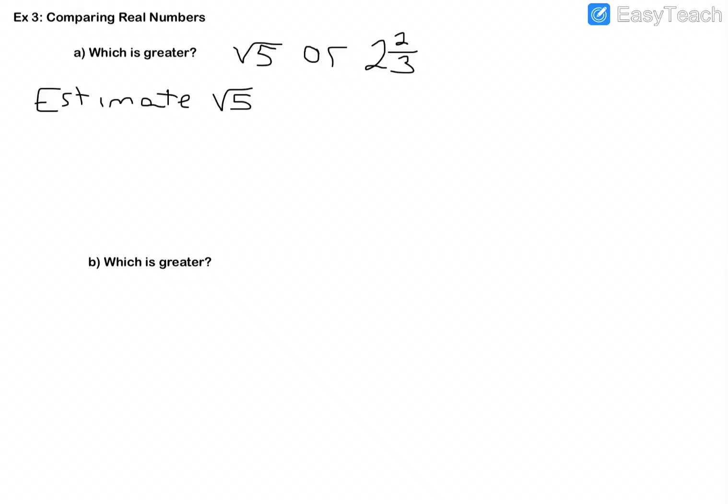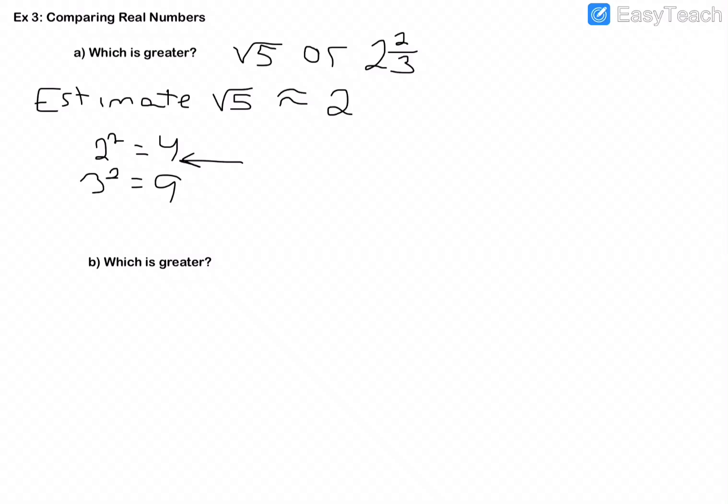From yesterday's lesson, we learned that we need to find the perfect squares that 5 falls in between. So we know that 2 squared is 4, and we know that 3 squared is 9. 5 falls right in between here. Obviously, 5 is closer to 4 than it is to 9. So the square root of 5 is approximately 2.